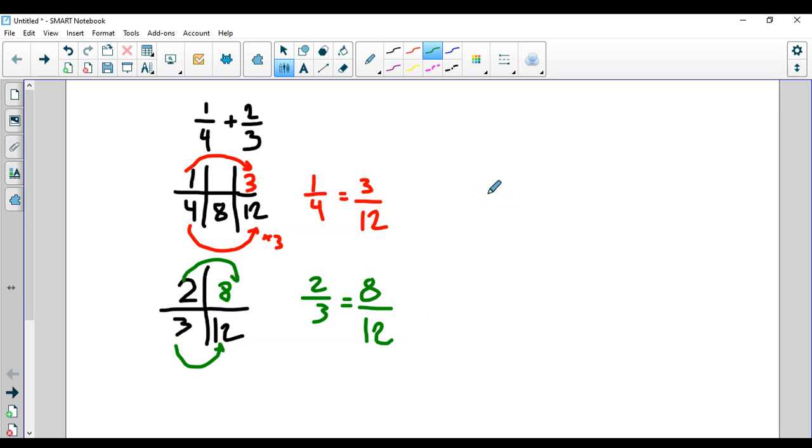And then, of course, they just add those together. 3/12 plus 8/12 is 11/12. So it's essentially almost exactly the same way that we learned. It's just that we're kind of eliminating a few steps by using the ratio table instead of listing multiples and then finding equivalent fractions.